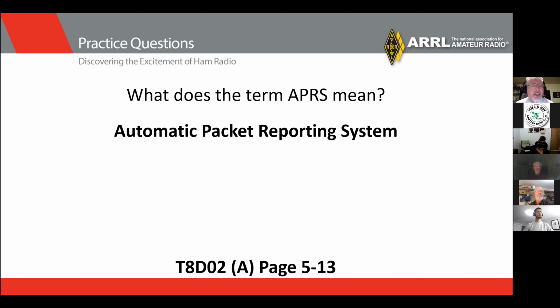That was our tracking system, automatic packet reporting system. Some of our radios will have a GPS built into the radio, and you can turn that function on. It will actually transmit your GPS coordinates, and there are repeaters that use that to pinpoint you on APRS maps. You can get it off the internet.